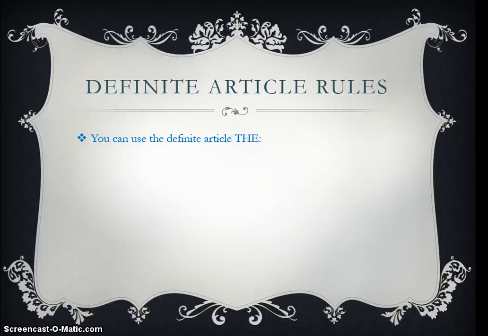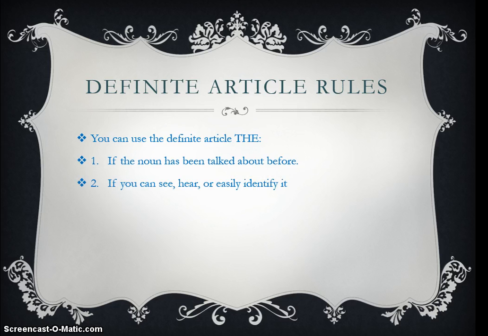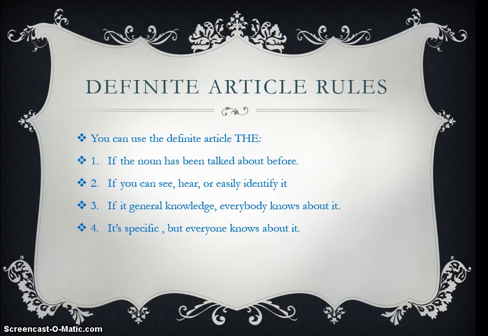Let's talk about the definite article rules. There are rules that we follow when we use the definite article the. The first rule, if the noun has been talked about before; if you can see, hear, and easily identify the noun; if the noun is general knowledge, so everybody knows about it; if the noun is specific, but everybody still knows about it, if it's a familiar noun; and if it's unique, meaning there's only one of it.